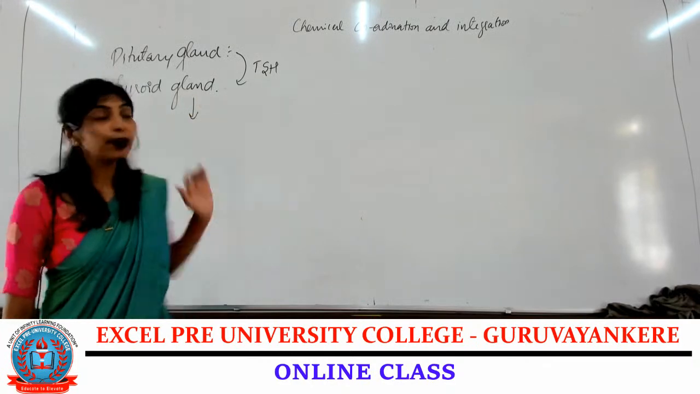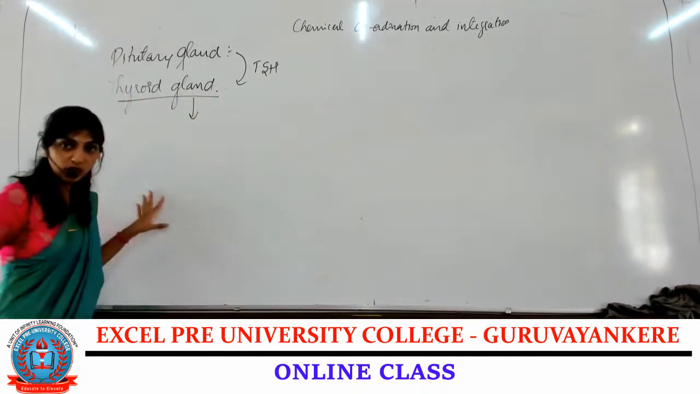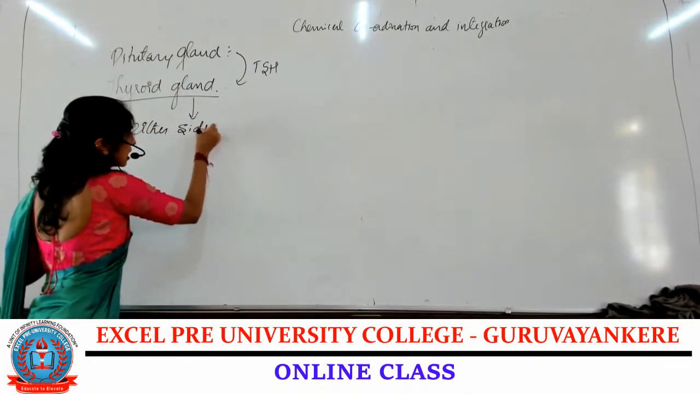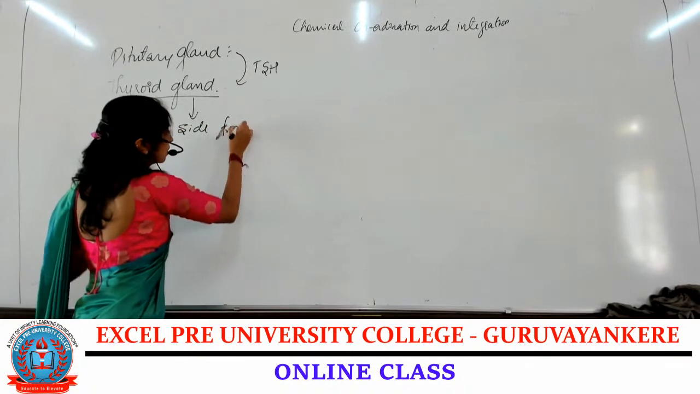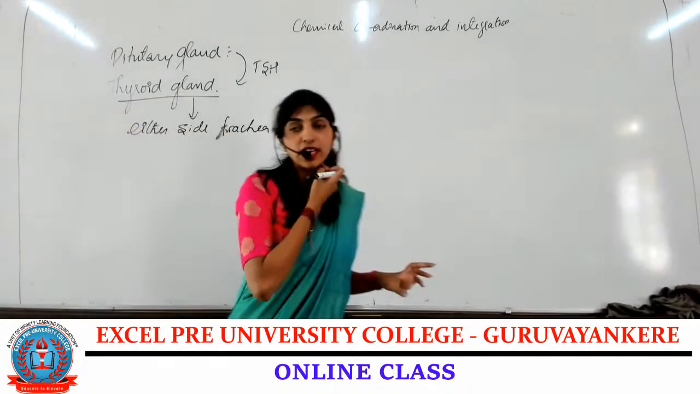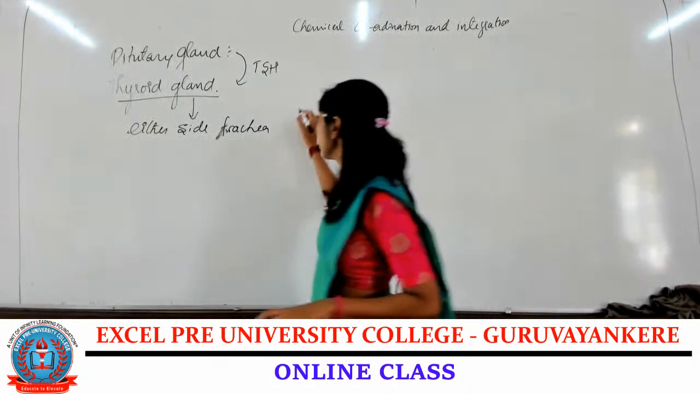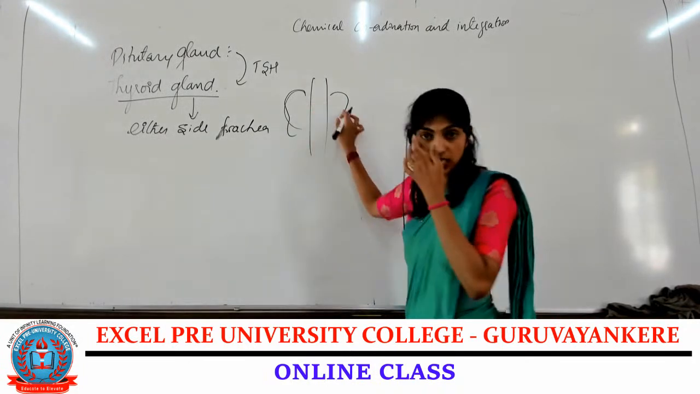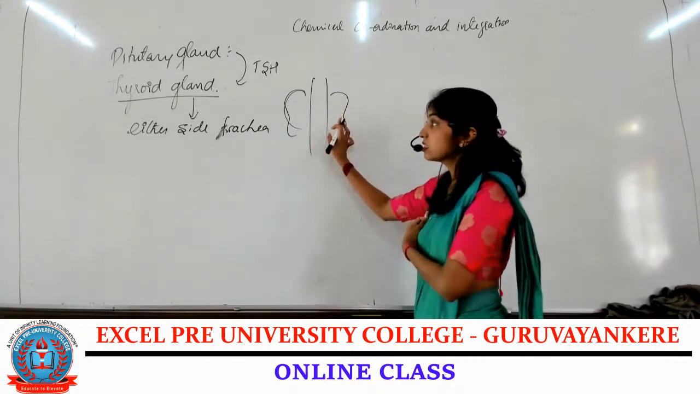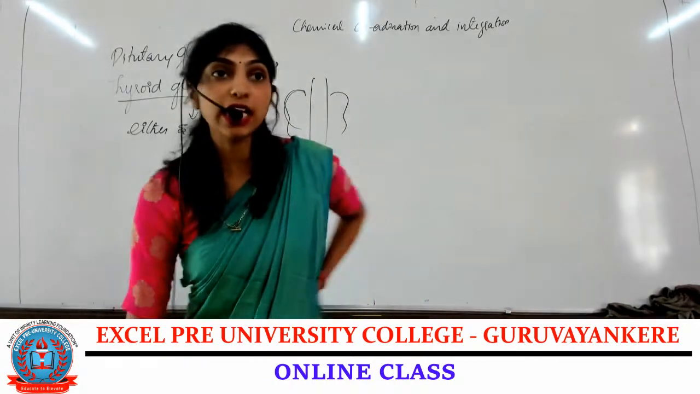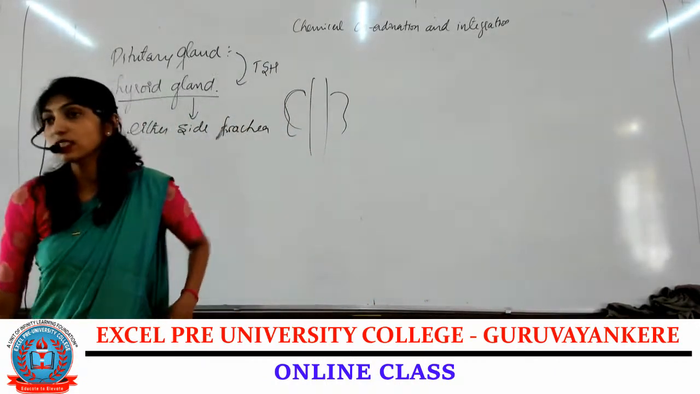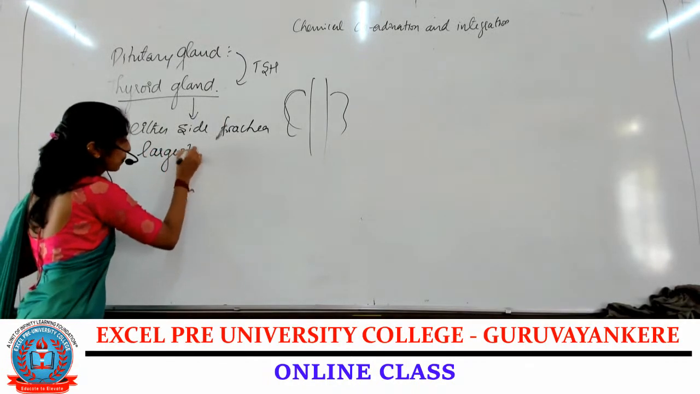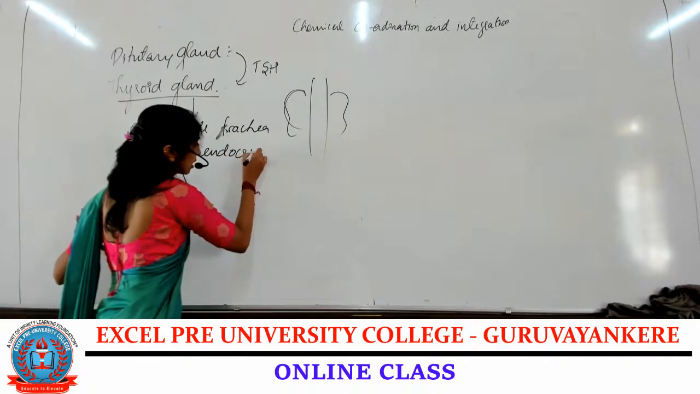the pituitary gland. Now coming to the thyroid gland, we all know that it is present on either side of the trachea. On both the left and right side of the trachea, there is an oval shaped or butterfly shaped gland. The thyroid gland is the largest endocrine gland in our body.